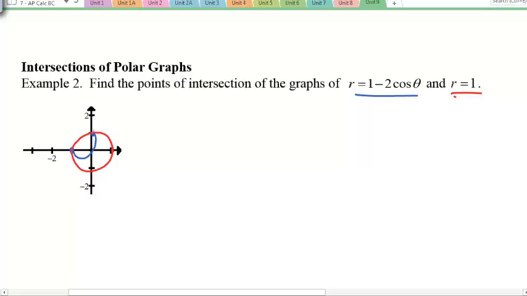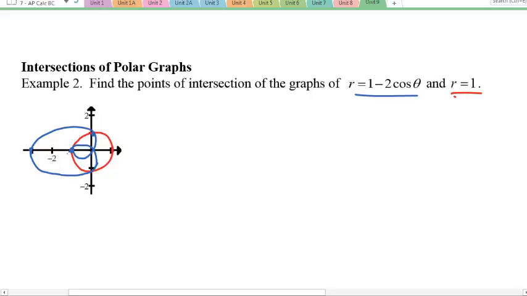Okay. And then as we continue around, I'm thinking what happens at pi. Cos pi is negative 1. Negative 1 times negative 2 is positive 2. Plus 1 is 3. So it's now over here. So it looks like one of these cardioids. And I'll just graph out the rest for you. Like that. Okay?